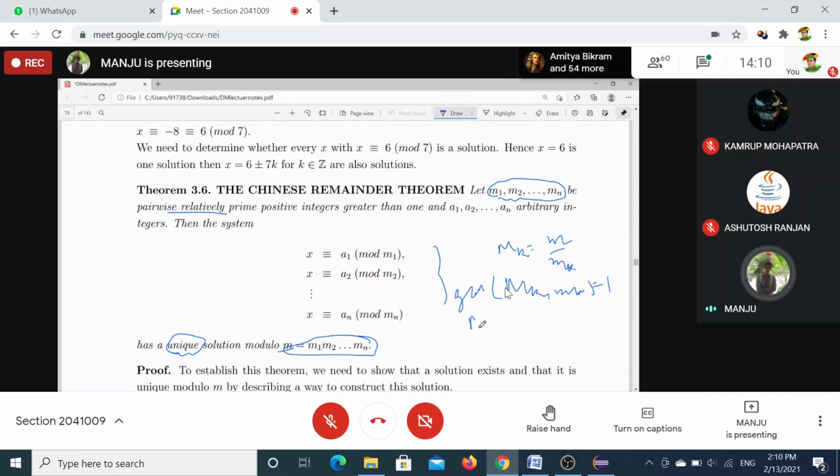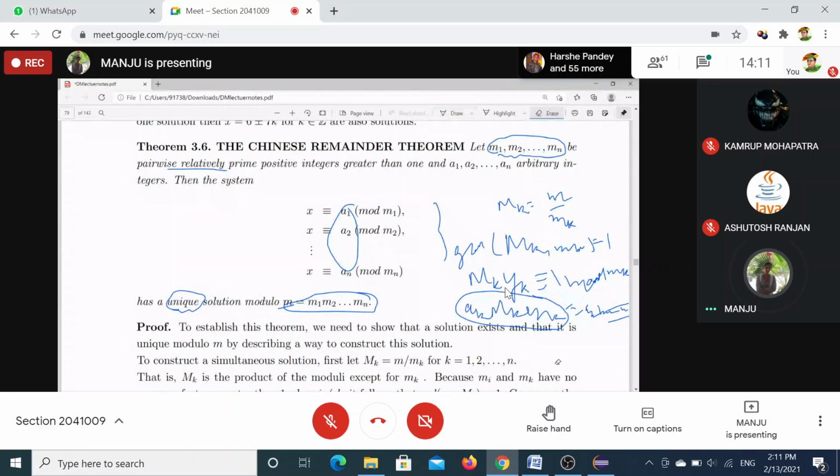So the inverse exists. Suppose you find the inverse as yk: for m1 y1, for m2 y2. This will be congruent to 1 modulo small mk. Then multiply by ak, for the kth, so it will be AK, MK, YK. This is congruent to AK mod mk. So this is the solution. If you replace X with this one, this is the solution corresponding to the kth.